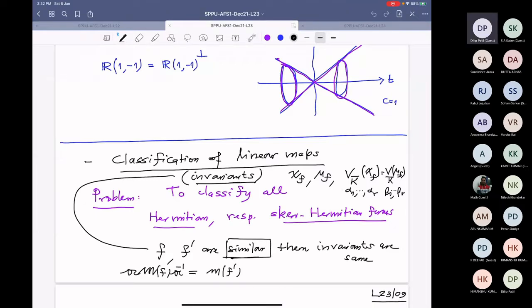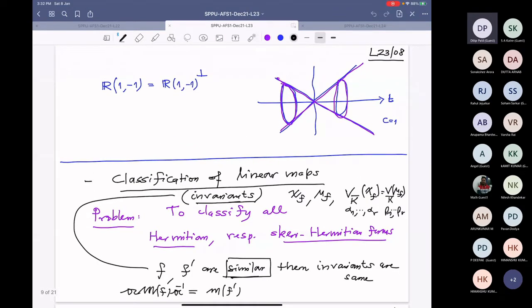All right, so let us start. Remember last time I ended up with recalling what was the classification for linear maps, and we want to do a similar thing for sesquilinear forms. To be more precise, Hermitian or Skew-Hermitian forms. So let me start with that.